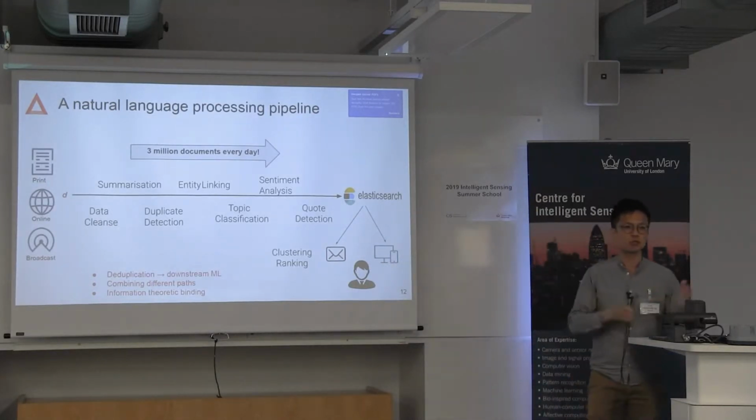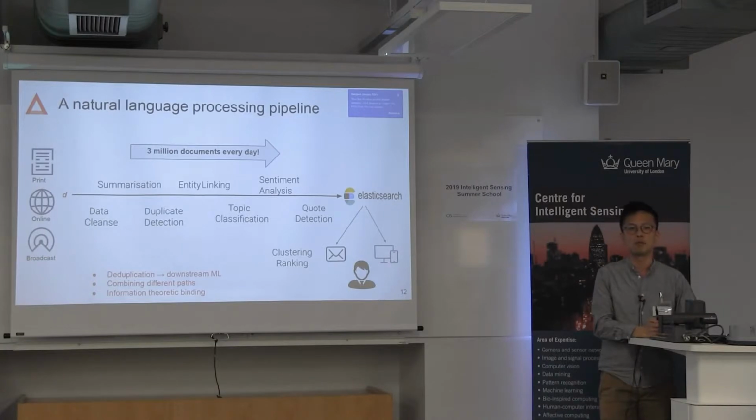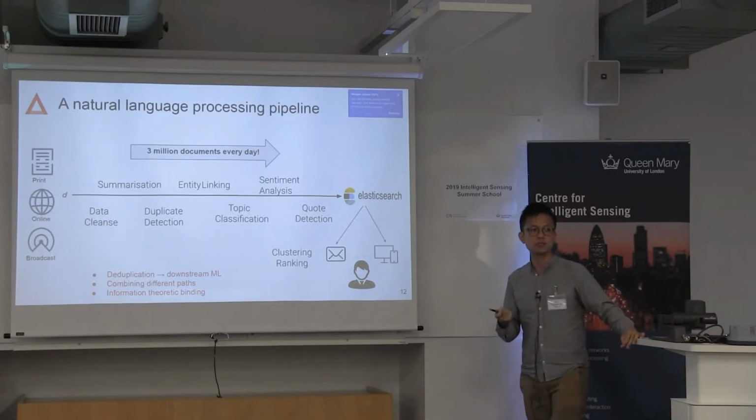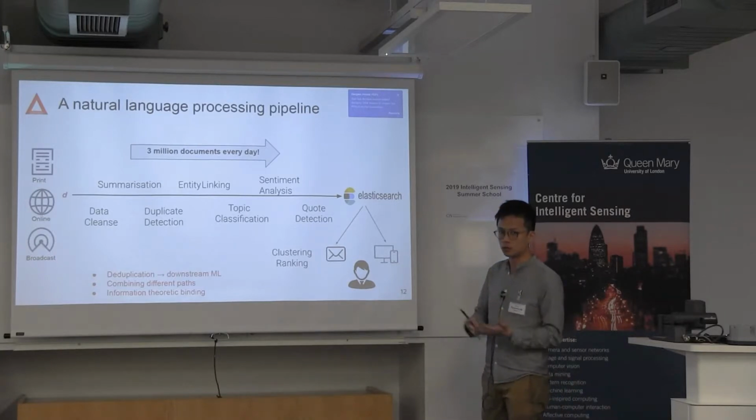And then there you will see different modules running: entity linking, topic classification, sentiment analysis, and quote detection. These will be just very standard supervised learning modules. When you feed in the data sequence, you train a machine learning model, sometimes even rule-based mapping, and it gives you either a hard or soft decision, and then you decide what to do with this decision.